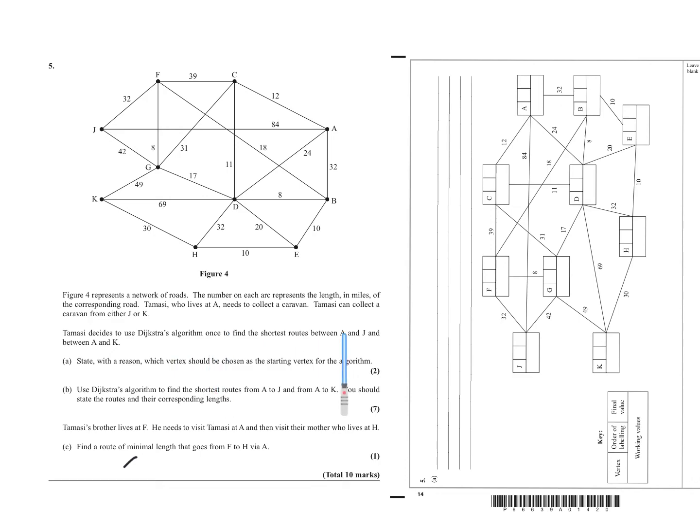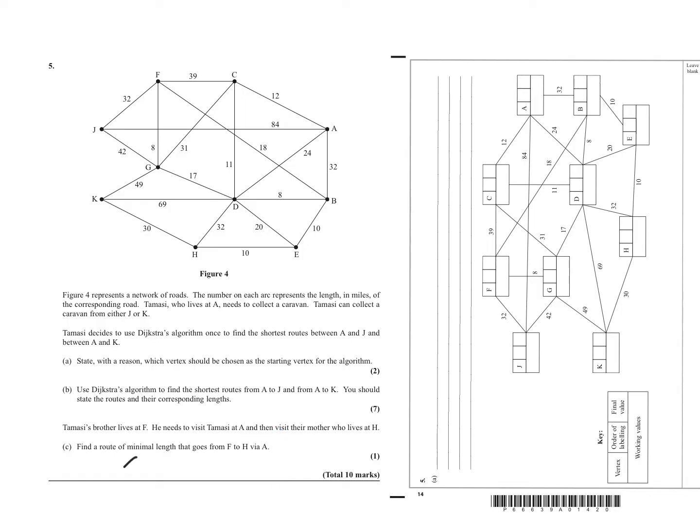And then it says to find the shortest route between A and J and A and K, state with reason which vertex should be chosen as starting vertex for the algorithm. This is something I tried discussing with you the other week. You know, when it says find the route, here we go, look, we can even see it here. It says find a route of minimal length that goes from F to H via A.